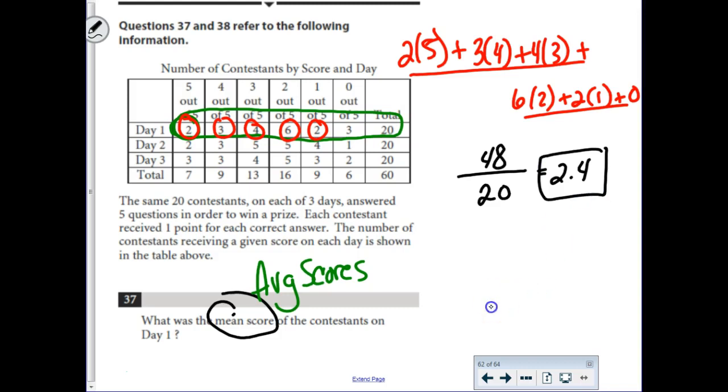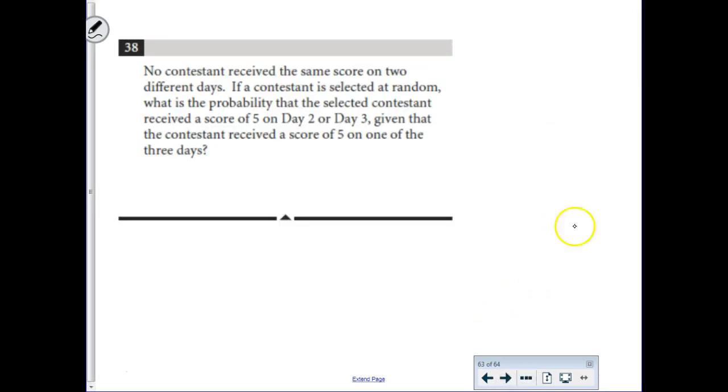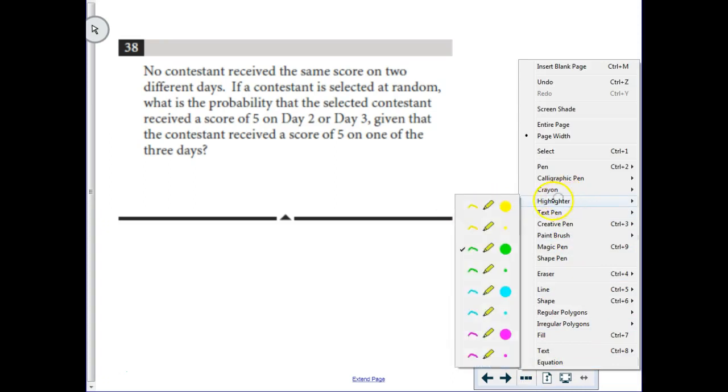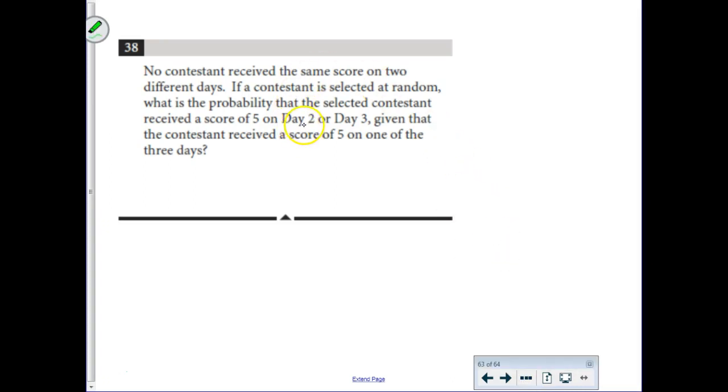So same chart of data. And I love this question because we literally just covered this topic in both pre-calc and in Algebra 2. It's a conditional probability question. So as I read it, what's the probability that a contestant scored a 5 on day 2 or 3, given that the contestant received a score of 5 on one of the 3 days?